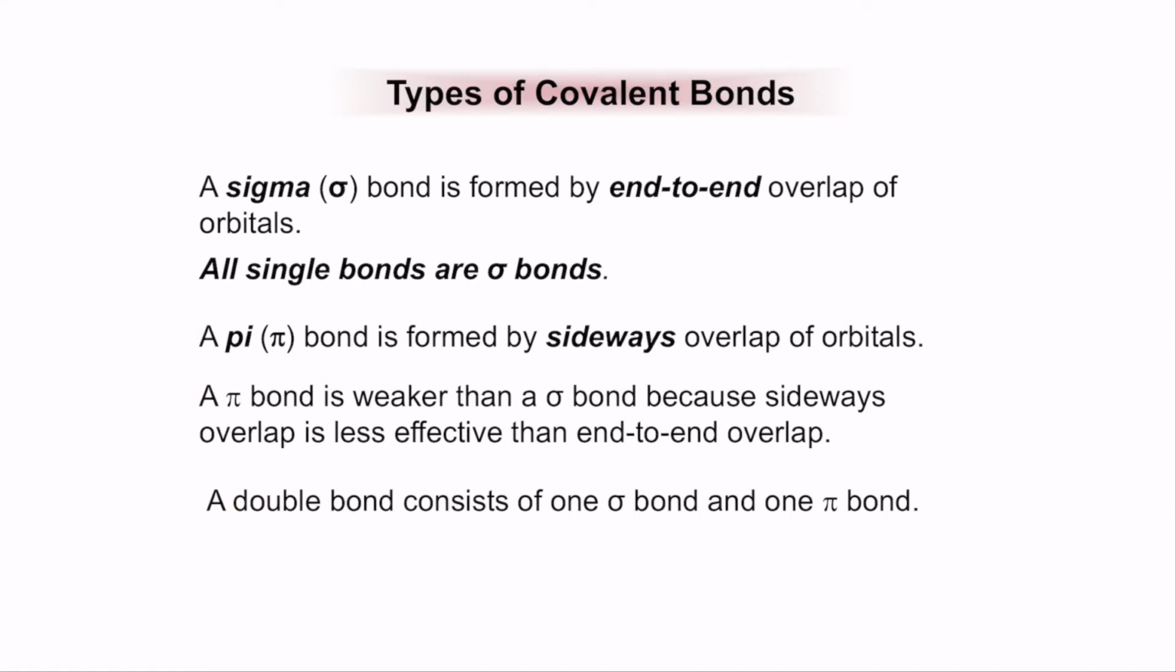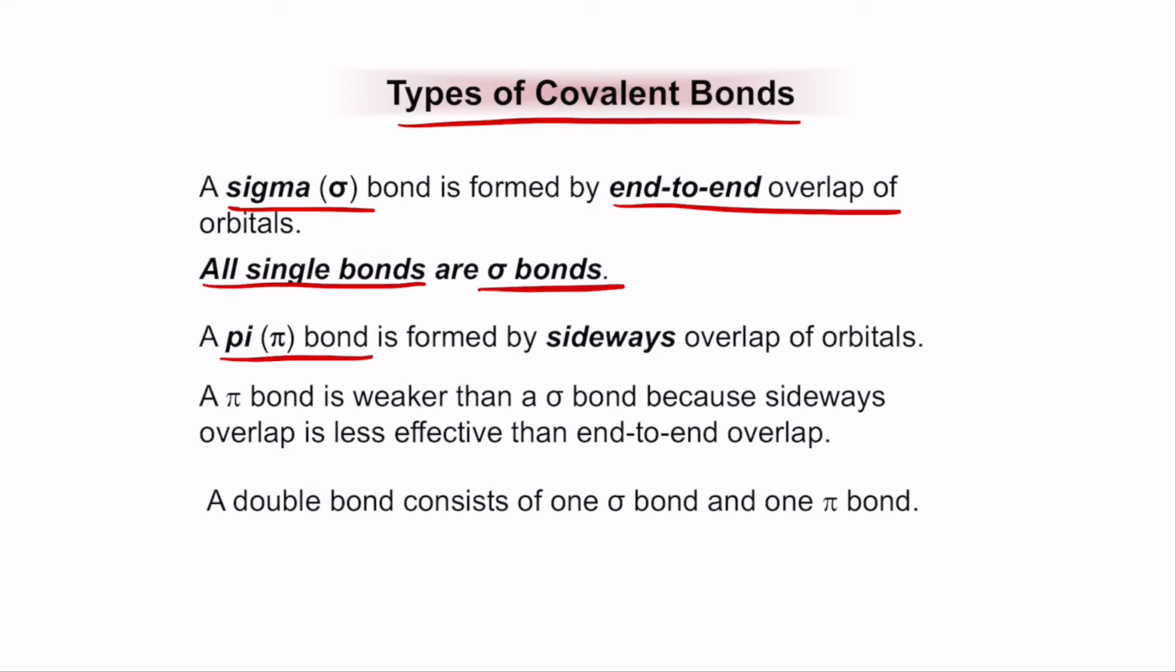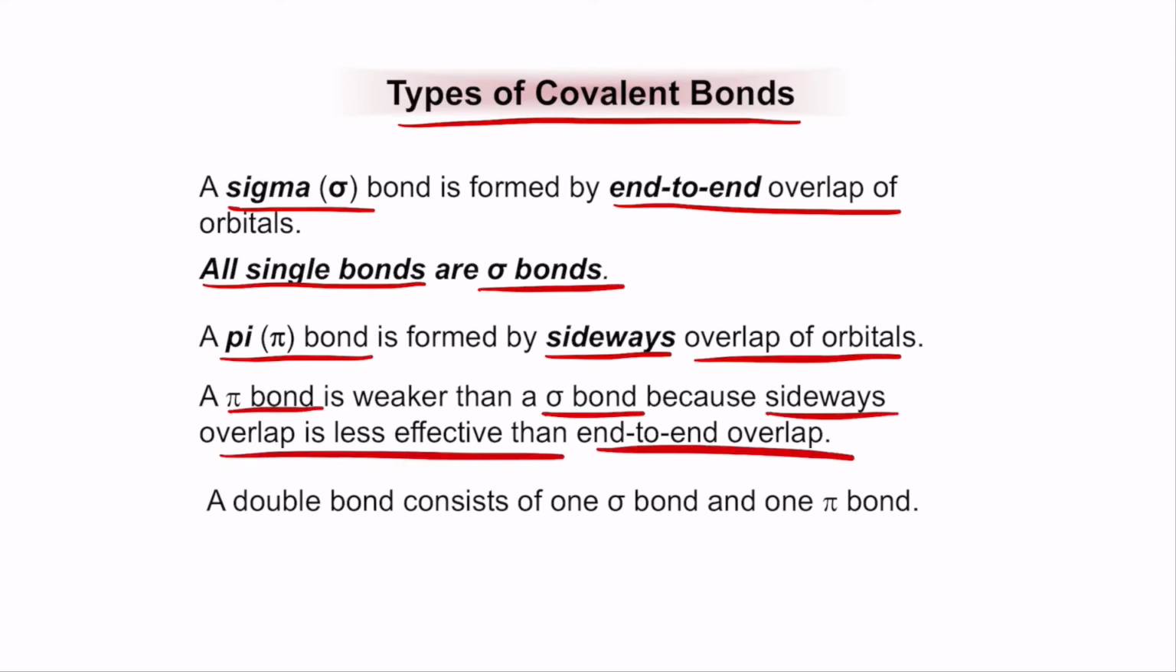Next, let's talk about the types of covalent bonds. There are mainly two types of bonds that we will discuss. One is a sigma bond, the other is a pi bond. A sigma bond is when the orbitals undergo end-to-end overlap. All single bonds are sigma bonds, and a pi bond is where the bonding is sideways overlap of the orbitals. A pi bond is always weaker than a sigma bond because sideways overlap is less effective than end-to-end overlap.